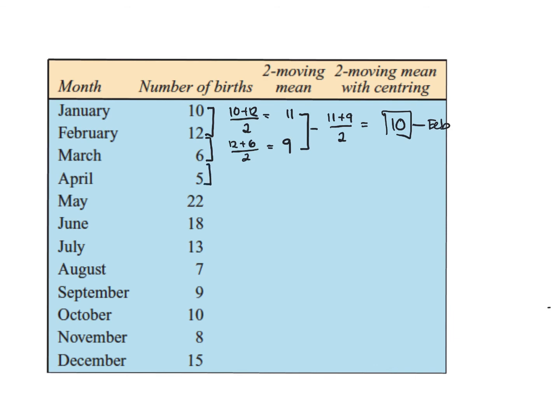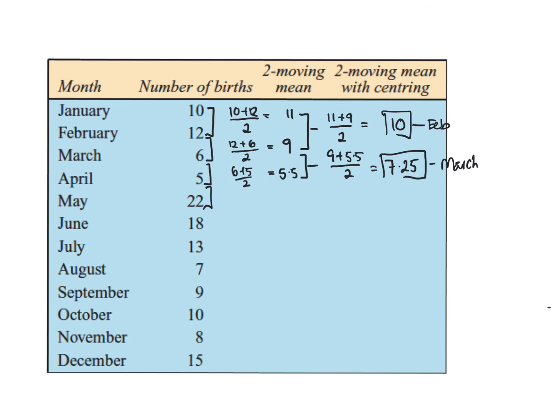Okay, then my next one, I'd have 6 plus 5 divided by 2, so that would be 5.5. And then my next smooth data would be the 9 plus the 5.5 divided by 2, which equals, what's that, 7.25, is that correct? 14.5, yeah? And that would be March's, okay? And then I'd keep going. Does that make sense? Yeah?